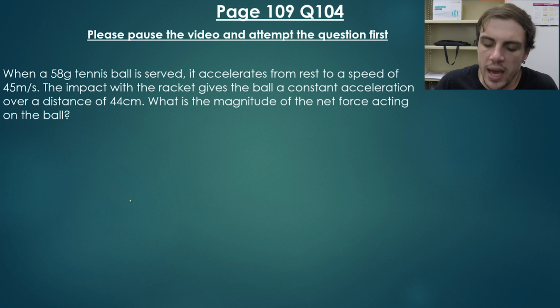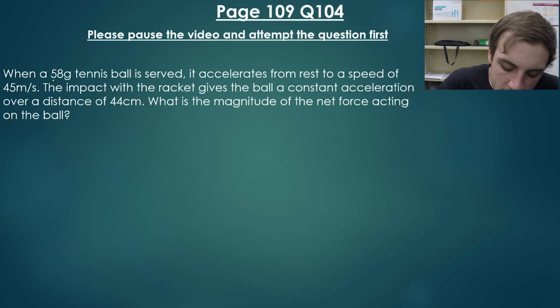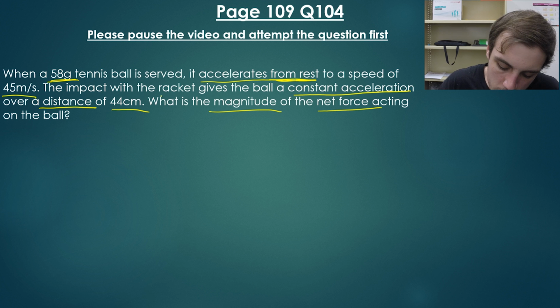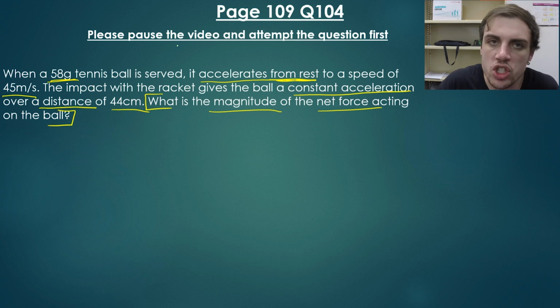Okay, so let us look now at page 109, question 104. When a 58-gram tennis ball is served, it accelerates from rest to a speed of 45 meters per second. The impact with the racket gives the ball a constant acceleration over a distance of 44 centimeters. What is the magnitude of the net force acting on the ball? So we want to know the total force that is acting on the tennis ball.